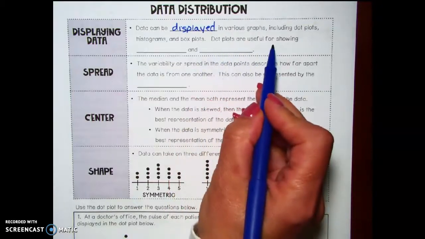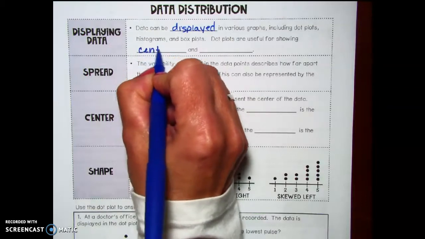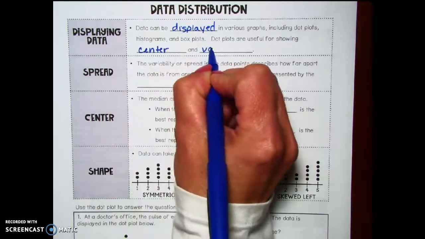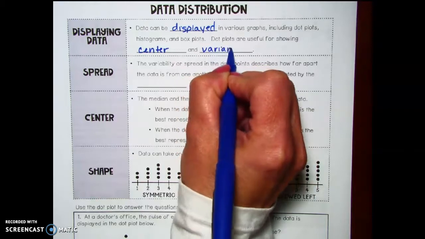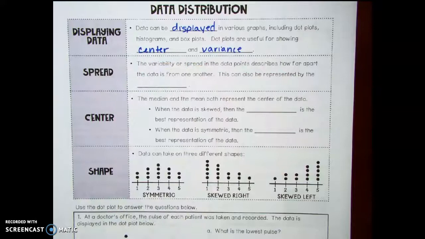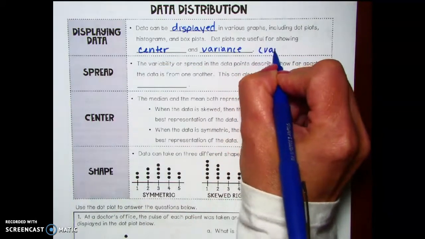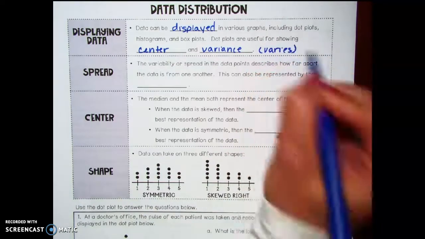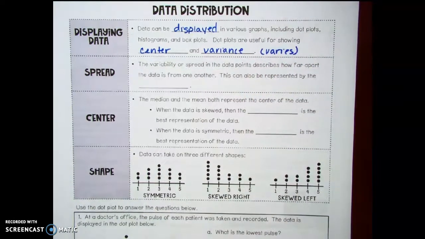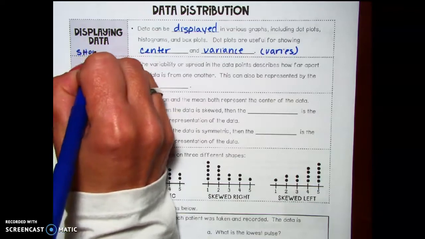Dot plots are useful for showing center and variance. Okay, so when they say center, they mean where that data lies. We'll give more information on that. And variance is how it varies, how the data varies. Okay, so displaying data is how it's shown.